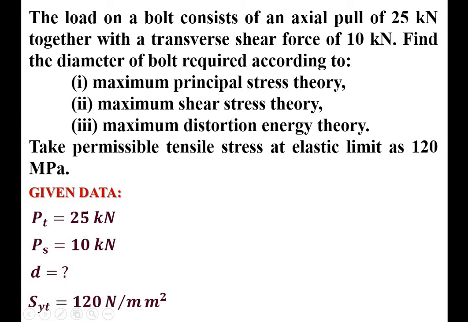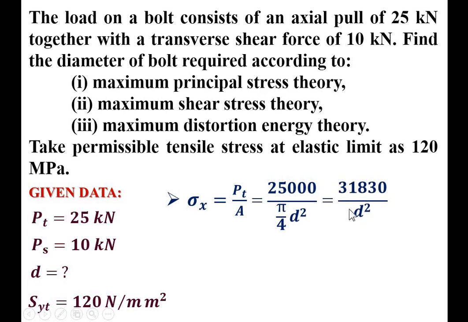And you know that MPa is Newton per mm square. So you know that stress is equal to load upon area, and here this is axial load. So the stress produced in the x direction is equal to load upon area. The load is given to you as 25 kN, so I can put it over here: P_t is 25 kN, that means 10 raised to 3, upon area. The cross section area of the bolt is a circle, so it is pi by 4 d square. If you simplify this equation, then you will get sigma x in terms of d square.